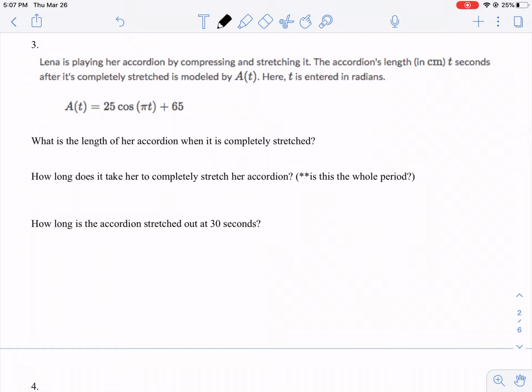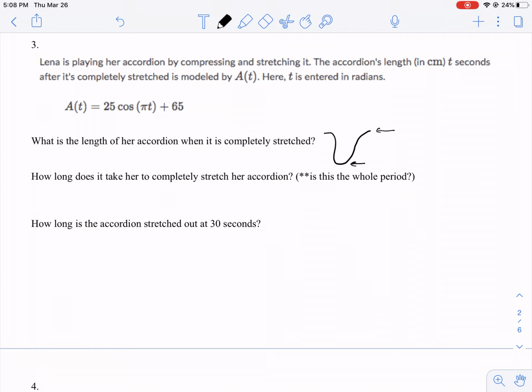Nina is playing her accordion by compressing and stretching it. The accordion's length in centimeters, t seconds after it's completely stretched, is modeled by A of t. Here t is entered in radians. What is the length of her accordion when it is completely stretched out? So this is a cosine curve and a positive one. So it's going to kind of look like that. So what is the length of her accordion when it's stretched out? Here is when it's compressed, and here is when it is stretched.